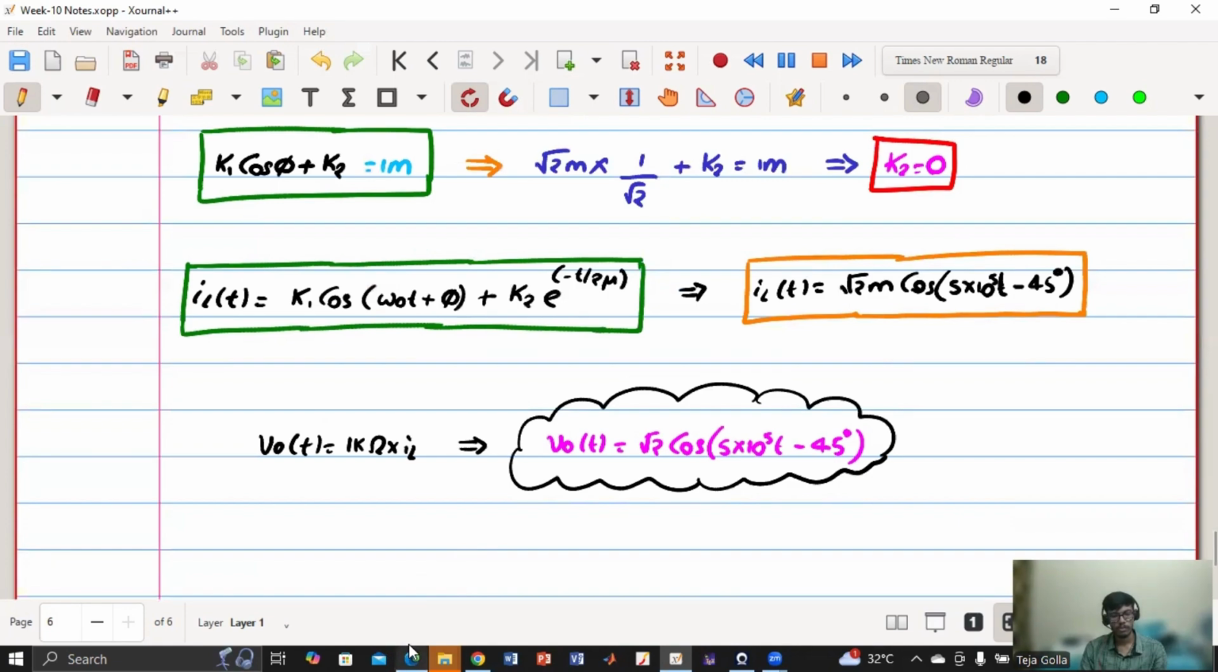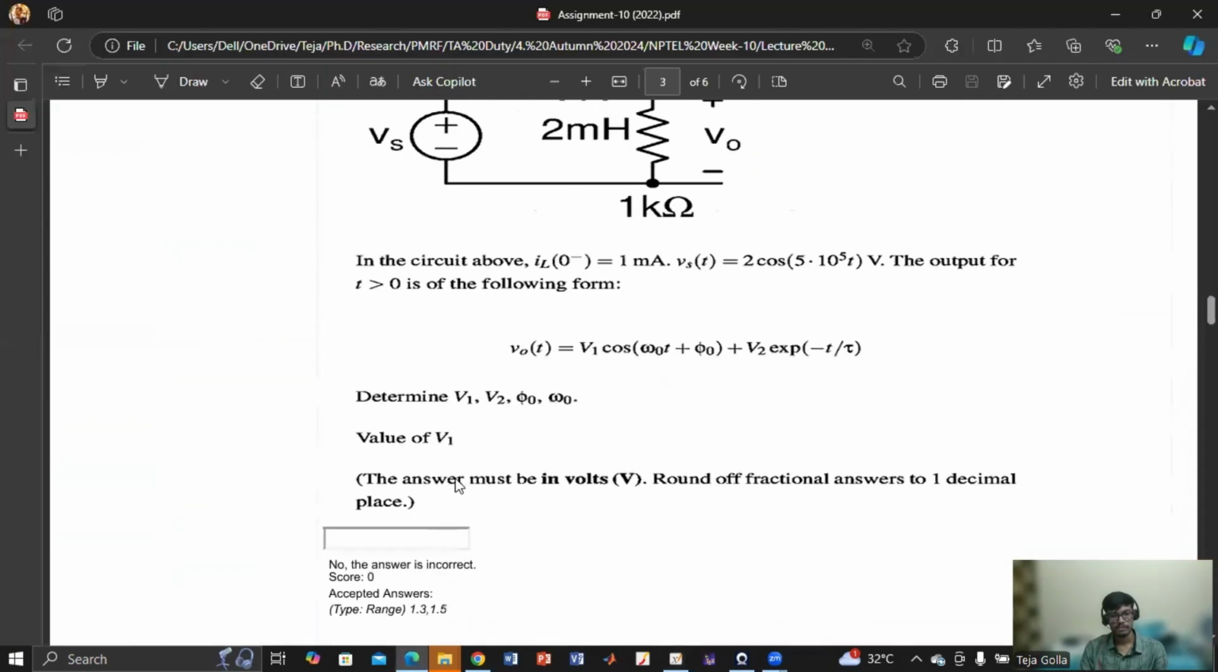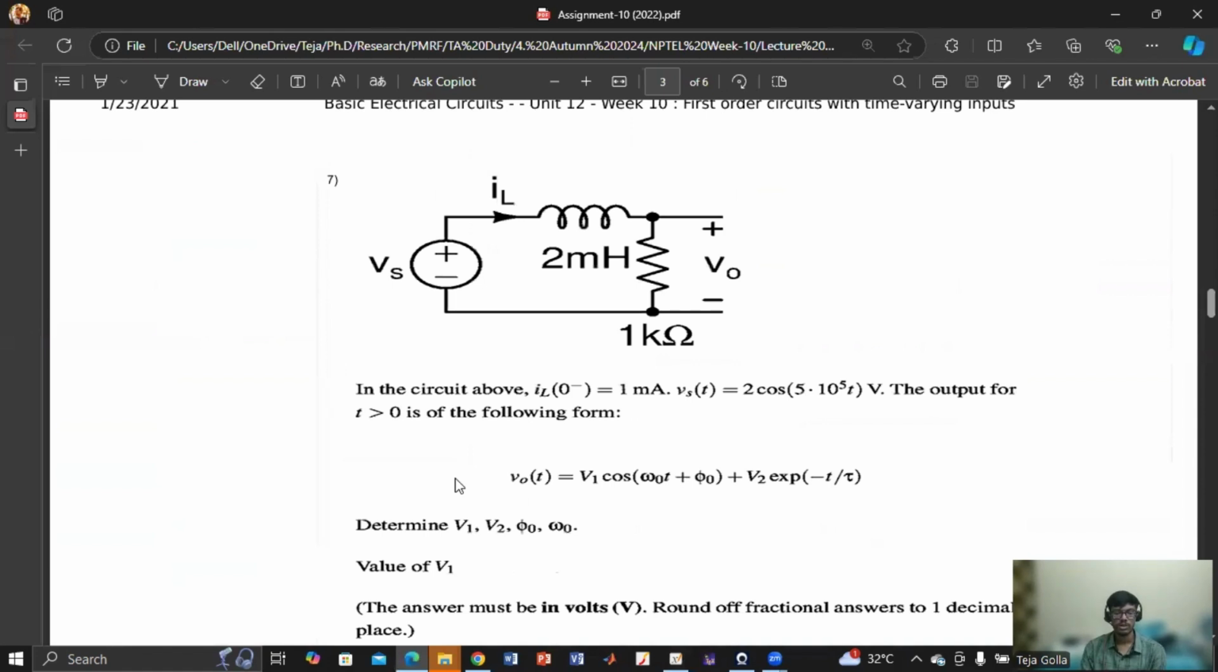So basically, the problem I can summarize in 3, 4 lines. Get the generalized expression for IL of t, get the initial condition, substitute the solution in the differential equation, then solve for all the coefficients or gains K1, K2, and phi. Once you get IL of t, you can get V naught of t. It is very simple, only calculations are there. The concept is pretty much straightforward and there is no confusion. It can be done very simply, but the only issue is calculations. And once you solve, you can answer all of these 4 questions.